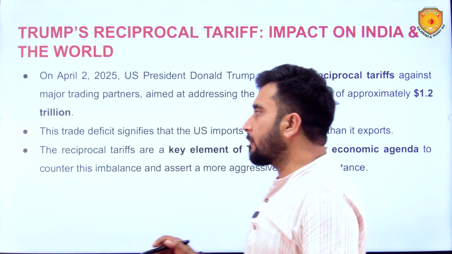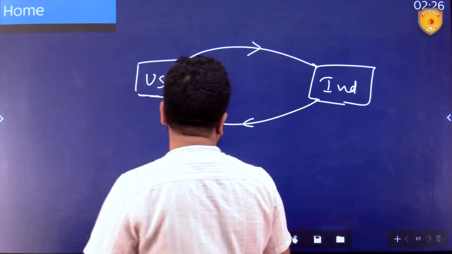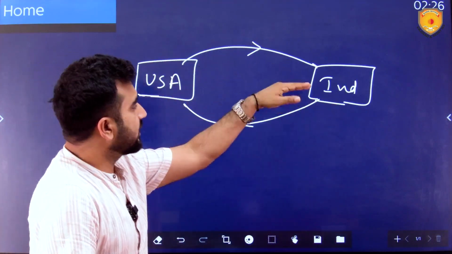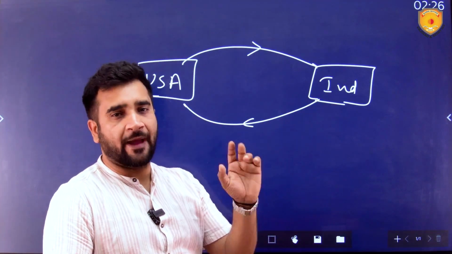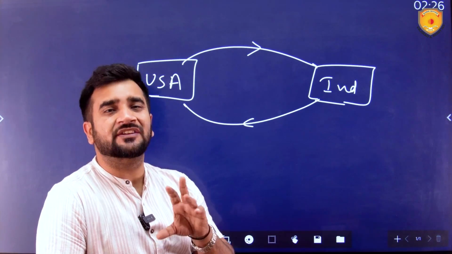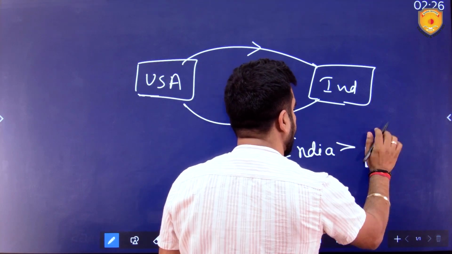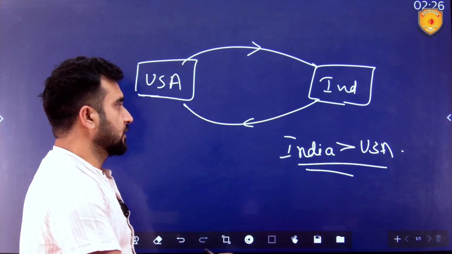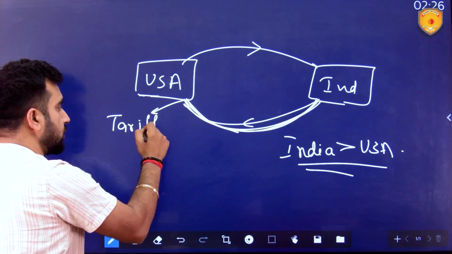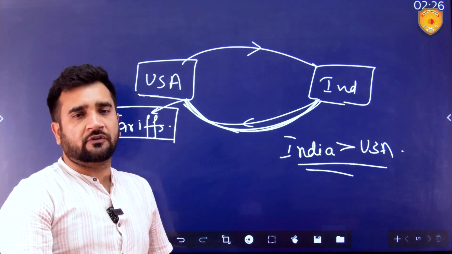Now, before getting into this topic, let us first know the basics about tariffs. In our example, USA exports to India and India exports to USA. The trade happens like this. But in our scenario, India has a trade surplus, means India's exports to USA are more than imports from USA. And now USA wants to levy tariffs, means import duty on the products coming into USA. Not only Indian products, but products from all across the world.